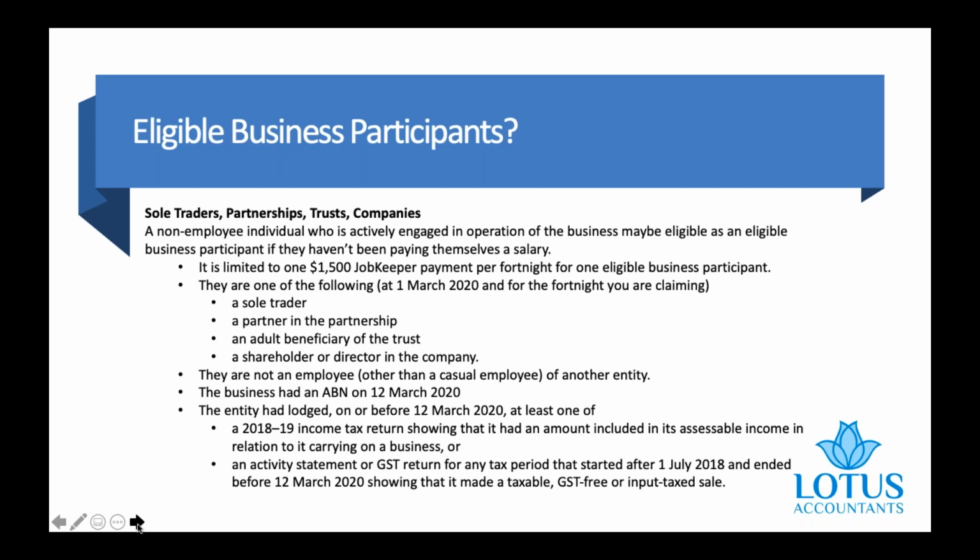If it's a partner in a partnership, an adult beneficiary in a trust, or a shareholder director in a company, then what's happening currently, and this is a bit of a confusing ongoing change, is the understanding that the entity will be able to receive the $1,500 per fortnight, where that person is not an employee of any other entity. They can be a casual employee. The business had to have had an ABN on 12th of March. And again, there are those income requirements: that a tax return had either been lodged, the 2019 return, or an activity statement during that period up to 12th of March 2020.